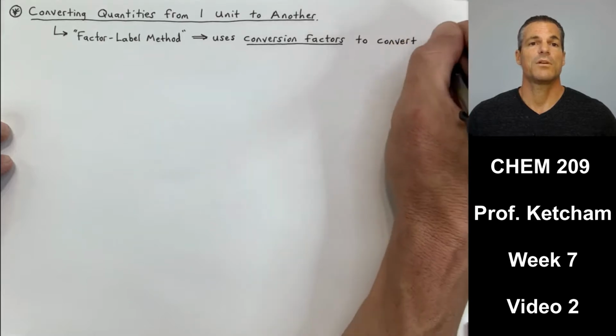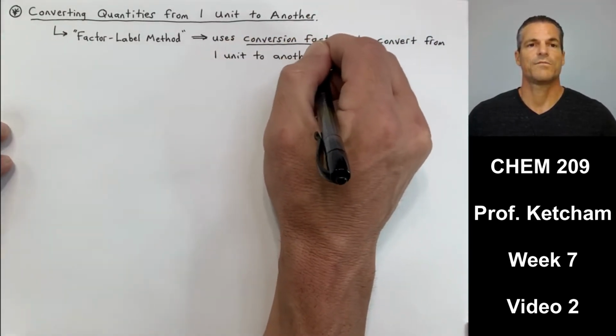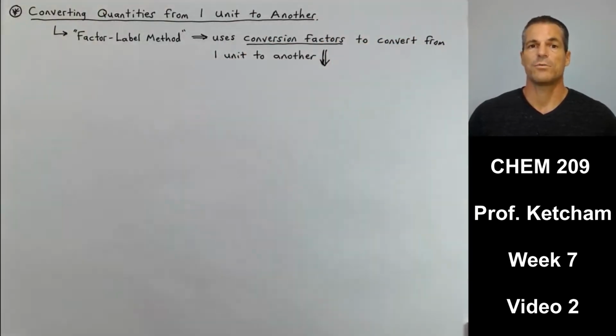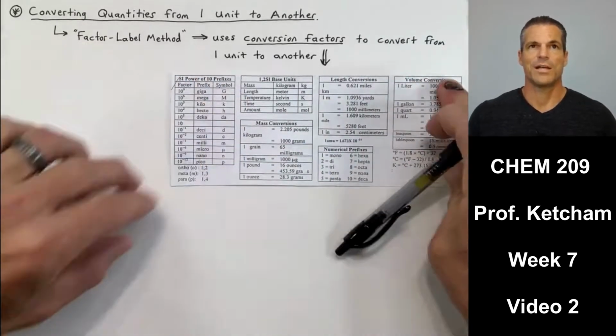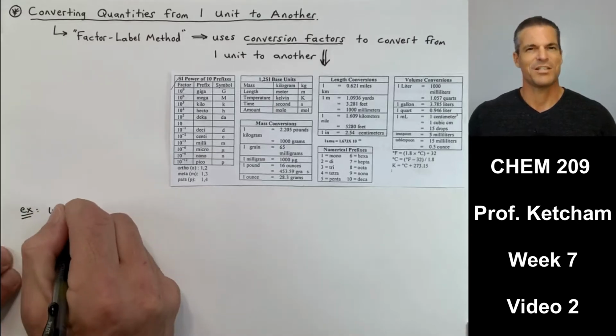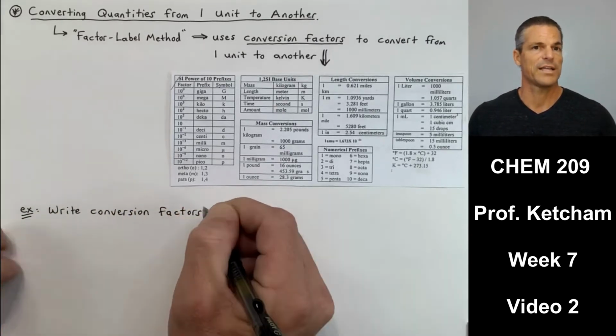But let's start with the notes here at the top of page 1, converting quantities from one unit to another. So we're not changing the value, we're just converting from one unit to another. By value, I mean like 12 inches is the same thing as 1 foot, right? We're not changing the value, we're not changing the distance, just the units that we're reporting it in.